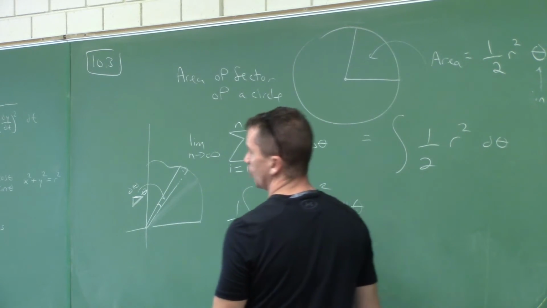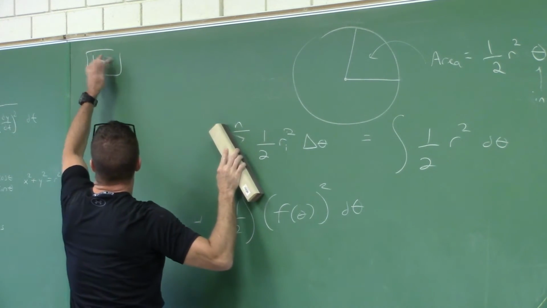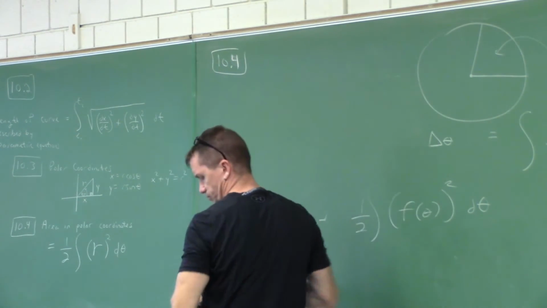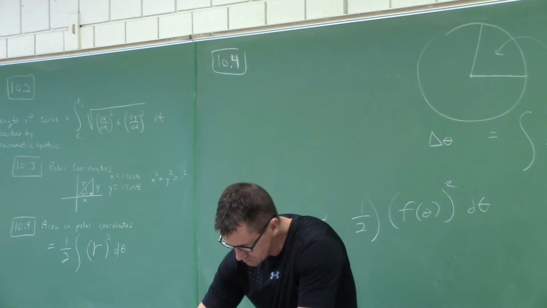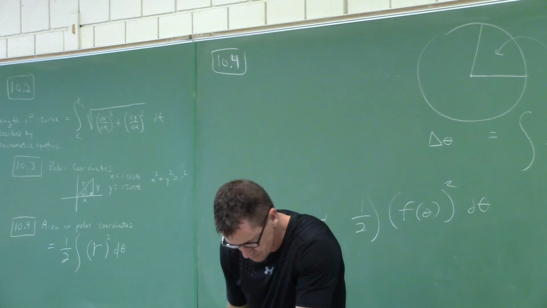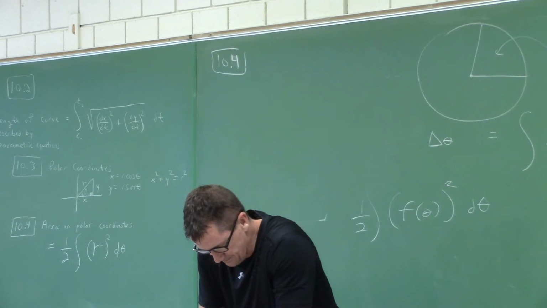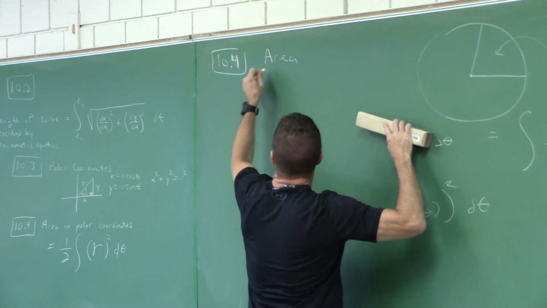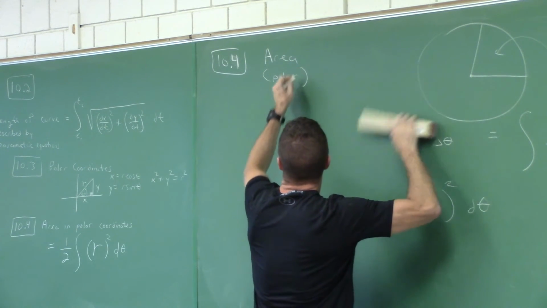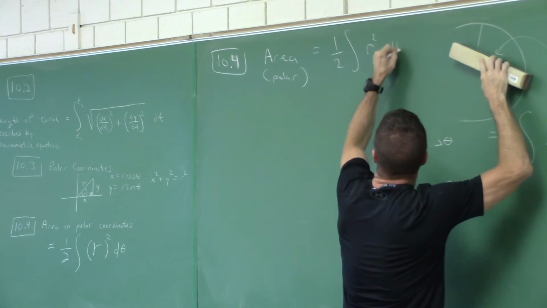All right, let's start with one. I want you to find the area of one loop of a circle. All right, this is in 10.4. Find the area of one loop. When this is in polar coordinates, right? 1/2 integral r squared d theta. You got it.